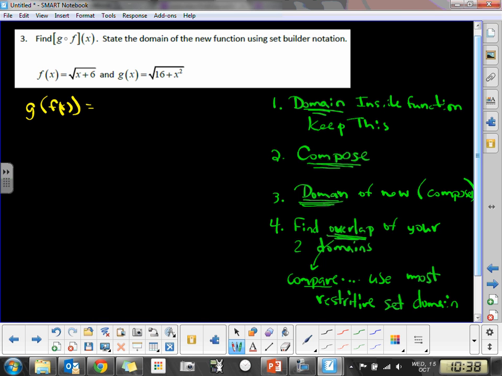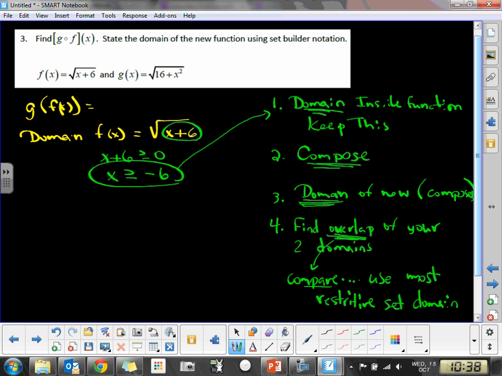So number 1, my inside function, since it is g of f of x, is f going inside. So I want to make sure I find the domain of f of x. Well, f of x is the square root of x plus 6. And what we've learned and rehearsed is we don't want to go outside the real number system, so we want to make sure that x plus 6 is greater than or equal to 0. This has to be 0 or larger. So that means x must be greater than or equal to negative 6. This is the domain I'm going to keep out of step 1.